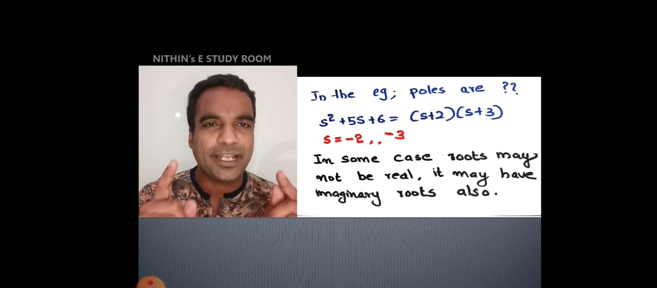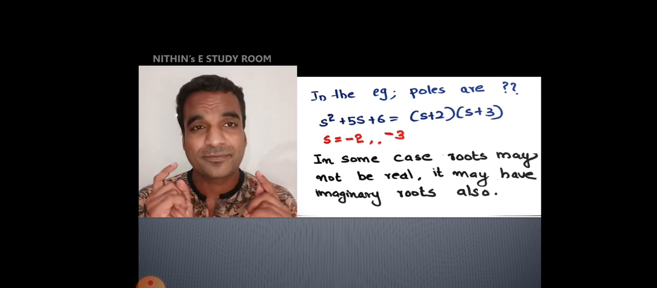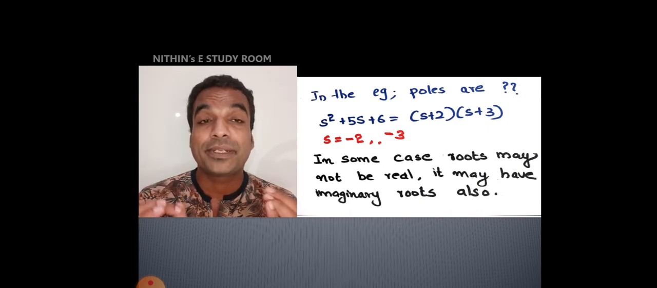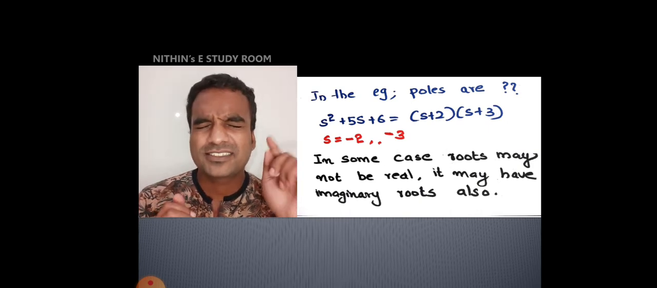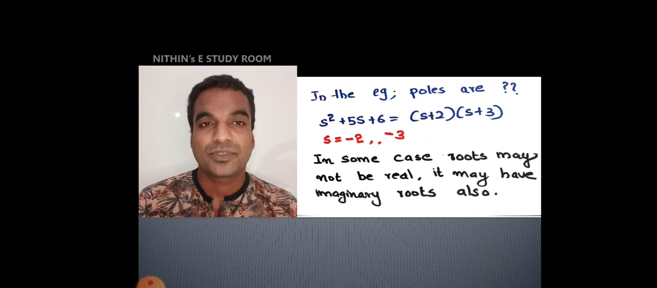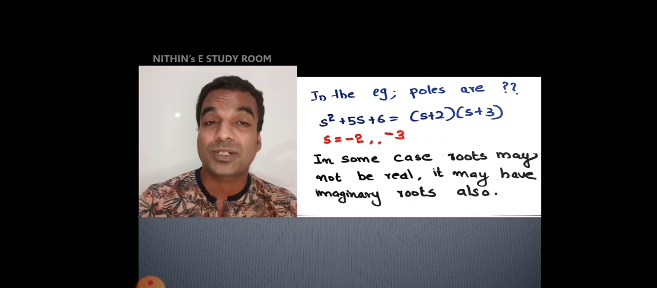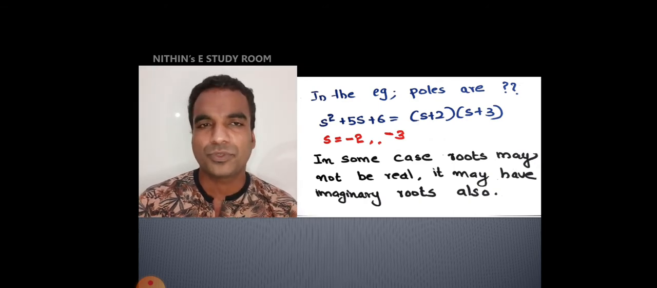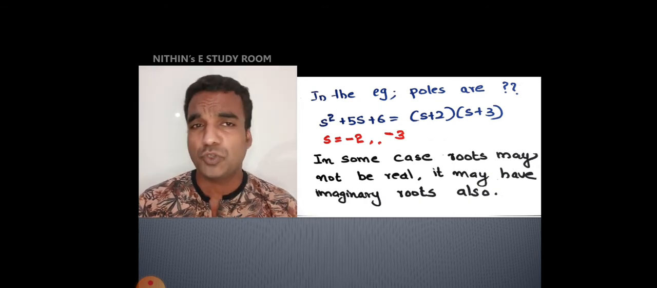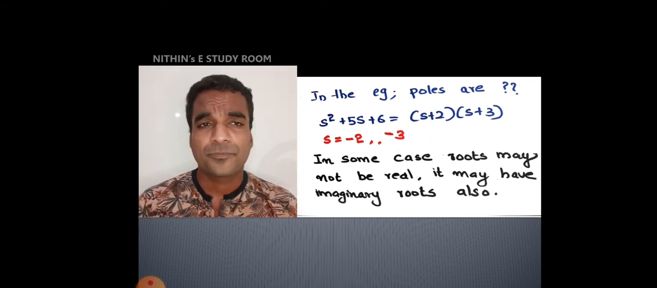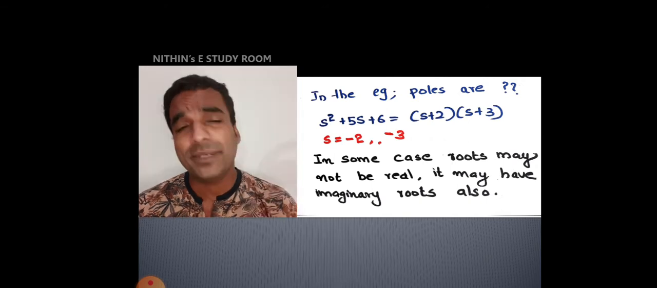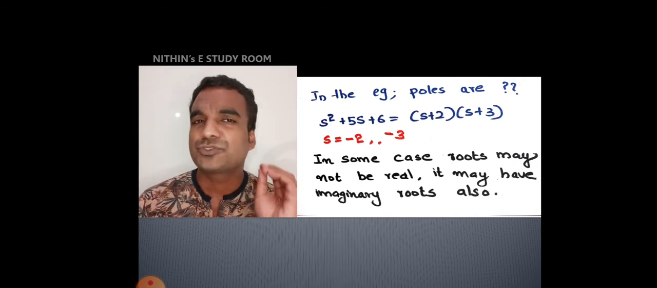There is one other name for the roots of the denominator. In terms of control systems, roots of the denominator are known as poles. Roots of the numerator are known as zeros. Here in the numerator there are no roots because no s term is there in the numerator. The numerator is just 1. So you found the roots of the denominator. So poles are minus 2 and minus 3.